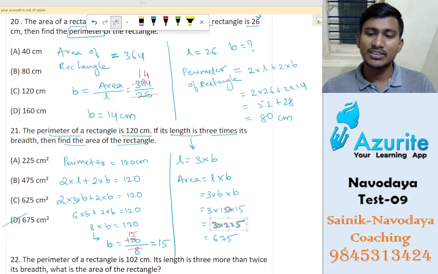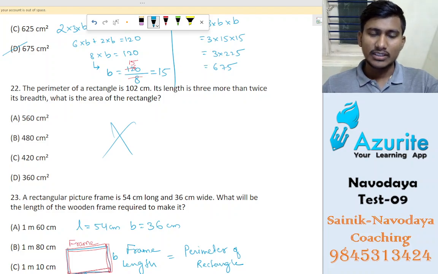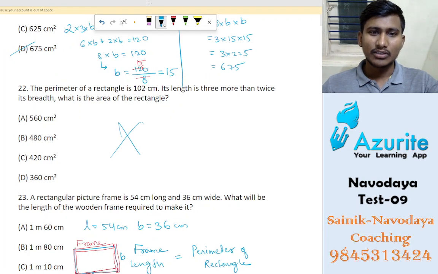15 15 is how much? 225. So 3 into 225 will be 675 centimeter square. Option is option D. Understand? Okay now? So 22 is not there. Leave it. Okay, now let us go.